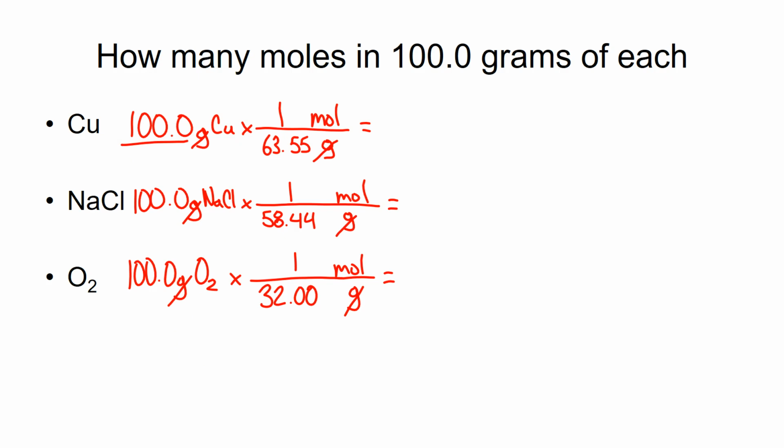All right. So my answer is going to be in 4 sig figs. So I have 1.574. All right. And that's going to be mole of Cu. For this one, for sodium chloride, again, I got rid of grams, and I'm getting mole of NaCl, so I have 7.711.